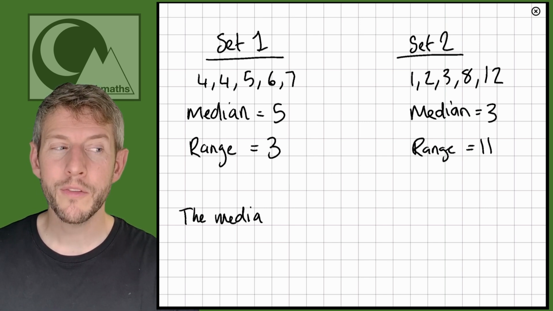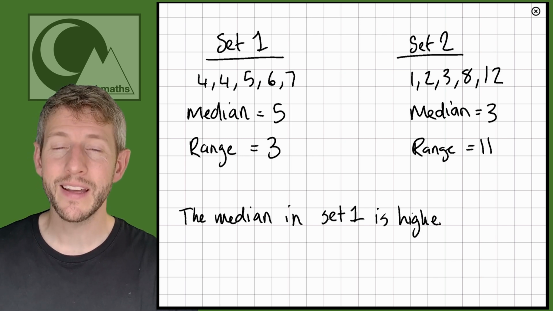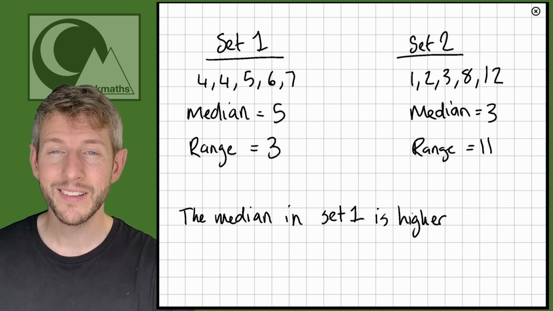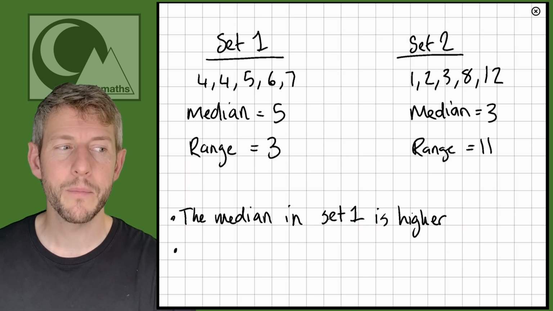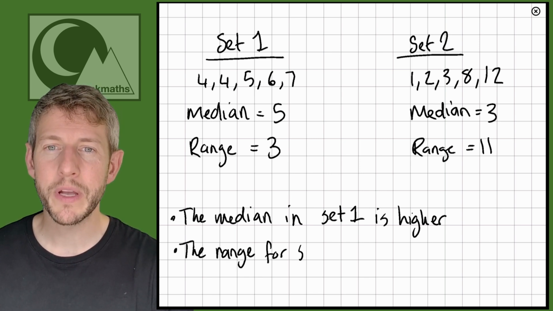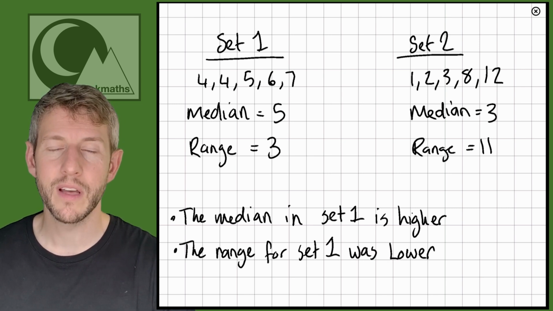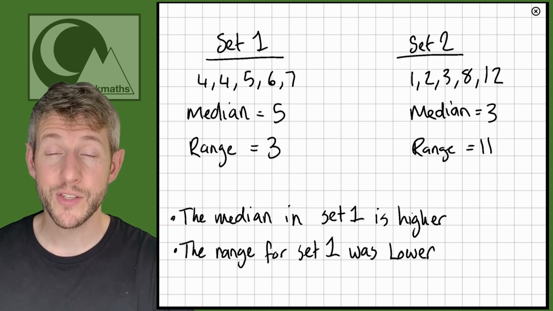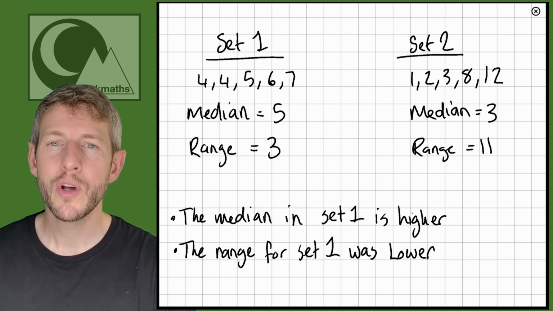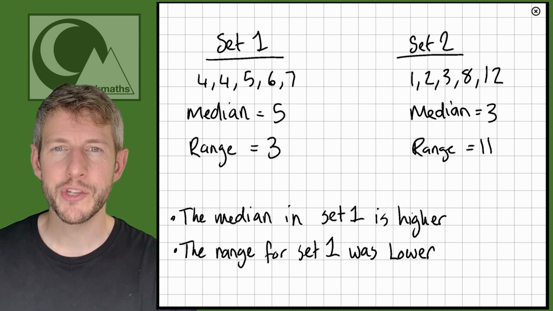So for set 1, the median was 5. We can say that the median in set 1 is higher than the median in the second set, because the median in the second set was 3. And if we compare the ranges, the range for set 1 was 3 and the range for set 2 was 11. So we can say that set 1 has a lower range.